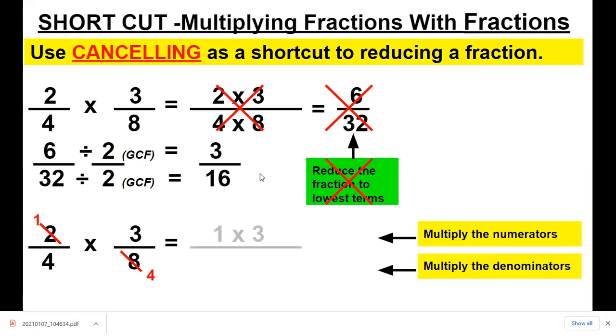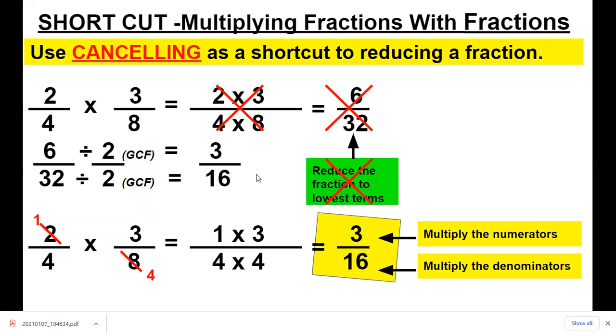So I have 1 times 3 on the top now instead of 2 times 3. And I have 4 times 4 on the bottom instead of 4 times 8 because I canceled. So now I just do the math. 1 times 3 is 3 and 4 times 4 is 16. Notice how I got the same 3/16 that I got before, only this time I had less work to do.